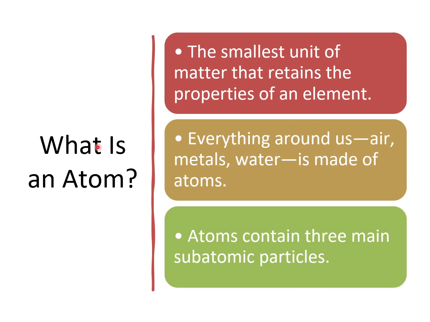So we have a question right here. What is an atom? An atom is the smallest unit of matter that still keeps the properties of an element. Everything you can touch or see, from the air you breathe to the metal in your phone, is made of atoms. Even though atoms are incredibly small, they contain even smaller parts that give them structure and function. So let's take a look at those.